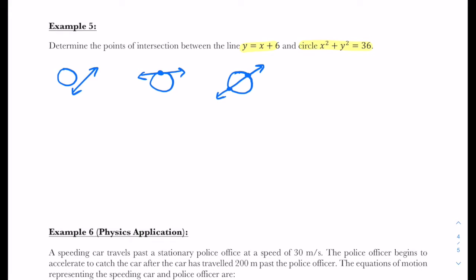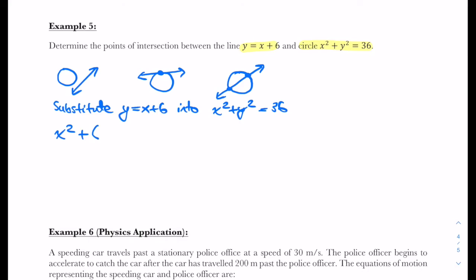To figure out what the points of intersection are, we're going to use substitution just like we did in the previous examples. So I'm going to substitute the line y equals x plus 6 into the equation for the circle x squared plus y squared equals 36. Here we go. So for the circle, we have x squared plus y squared equals 36. For y, I'm going to substitute the equation of the line x plus 6. And just to make it clear what I'm doing, I'm substituting this expression for y.